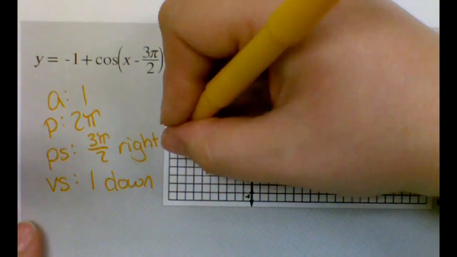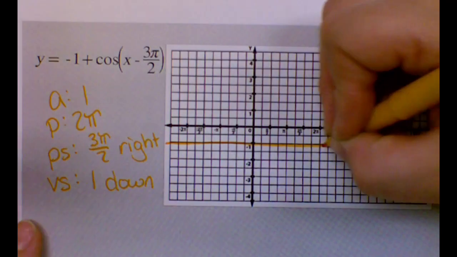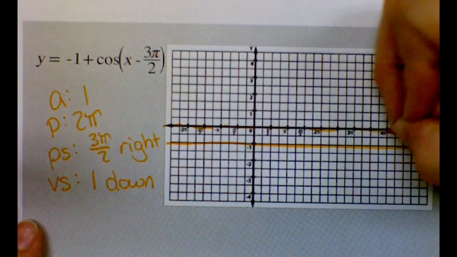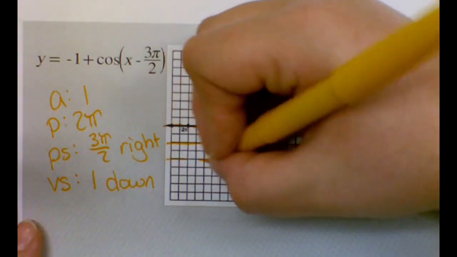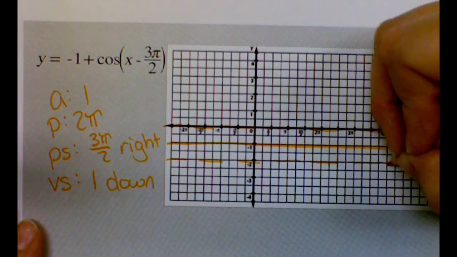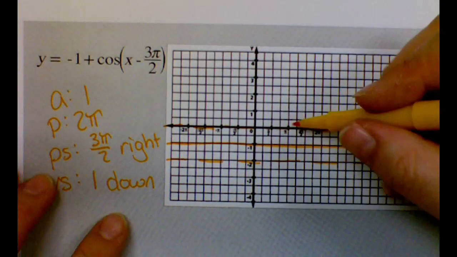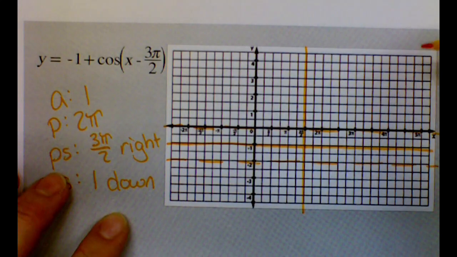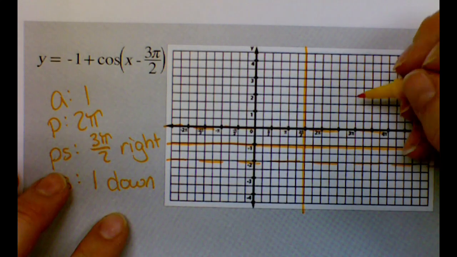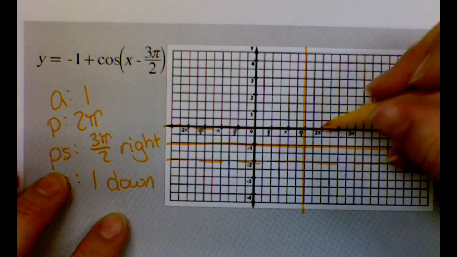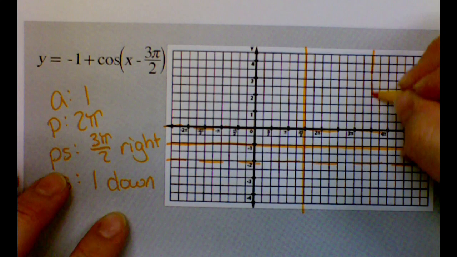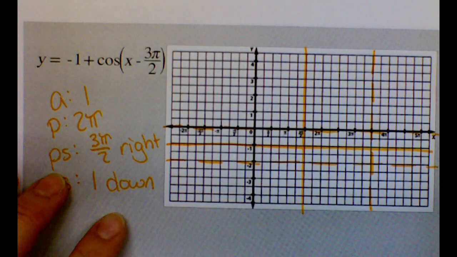So I'm going to start off 1 down. My amplitude being 1 means my maximums are at 0. My minimums are at -2. 3 pi over 2 to the right, so draw in my new y-axis. Period of 2 pi. There we go. There's the end of one period.